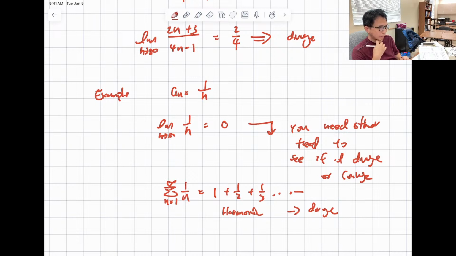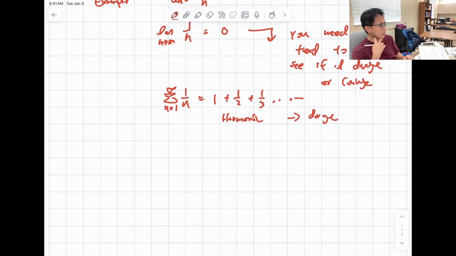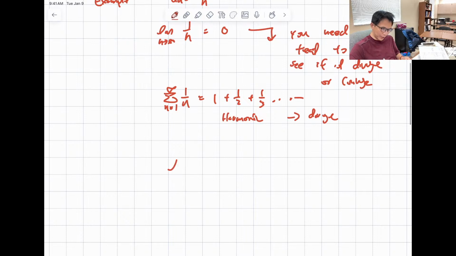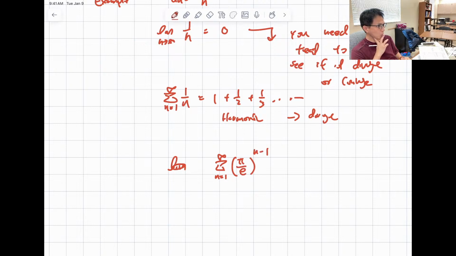Is that okay? Another way to test if it diverges is if r is bigger than 1. So let's say the summation from n equals 1 to infinity of (pi over e) to the n minus 1. Does that diverge or converge, and why? Yes, pi over e is greater than 1, so it diverges. This is another way to see divergence, because a geometric series with common ratio r greater than 1 diverges.